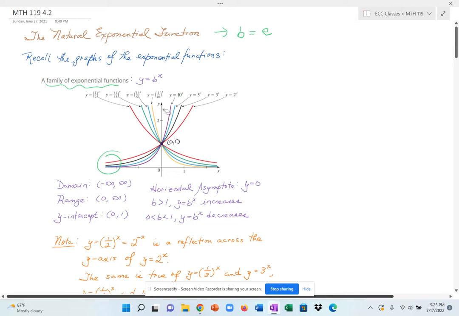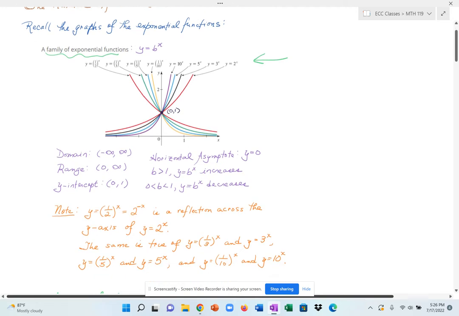Notice that they all intersect at the same point, which is what we call the y-intercept, (0, 1), because when x is 0 in any of these functions listed above, the base raised to the 0 power will give you a y value of 1. So those attributes are here.